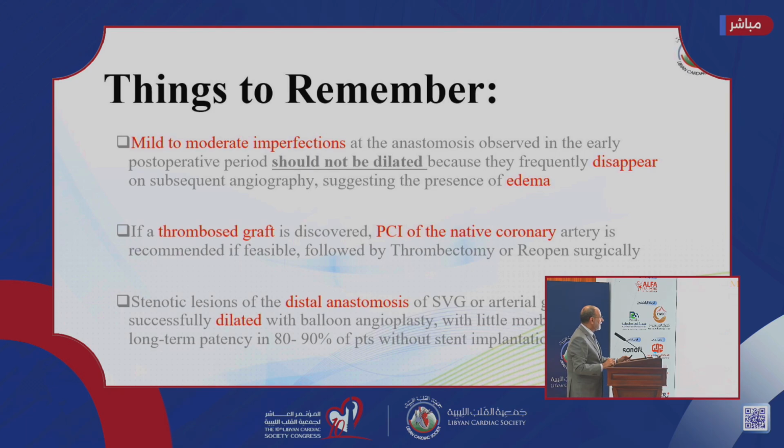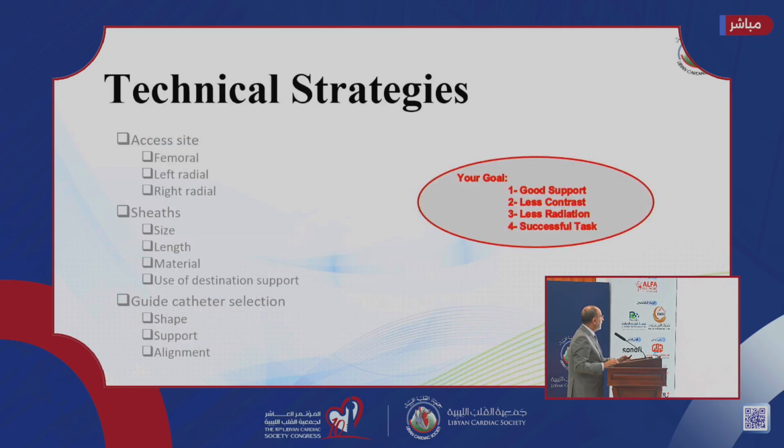Stenotic lesion in the distal anastomosis of the graft. In the early phases, maybe the first year, you can just balloon them, stand alone. If there is no evidence of dissection, they will do very well in the long run. Otherwise, you have to stent like any other arteries.